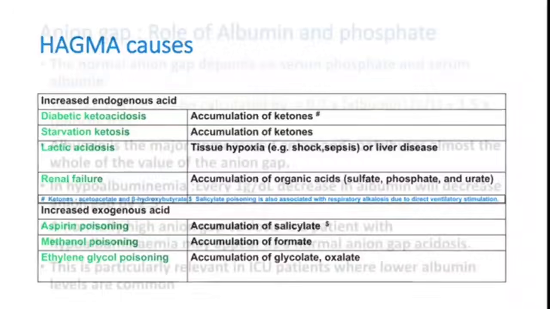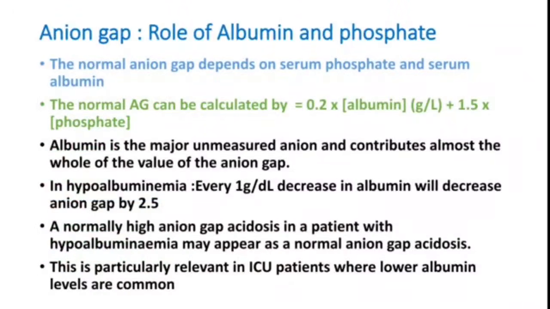Now we will see the role of albumin and phosphates in calculating anion gap. The normal anion gap depends on the serum phosphate and serum albumin. Corrected anion gap, when there is hypoalbuminemia: we calculate an anion gap according to the previous formula plus 4 minus serum albumin, that is the difference in albumin from normal, times 2.5. That will give the corrected anion gap. So whenever there is hypoalbuminemia, which is a very common condition in sepsis and all, we get albumin is low. So whenever albumin is very low, we have to go for a correction in the anion gap.